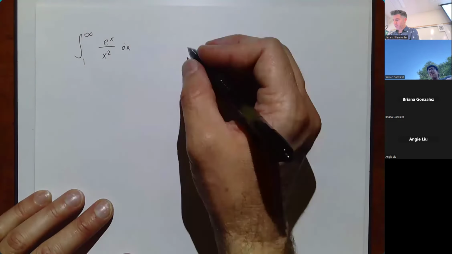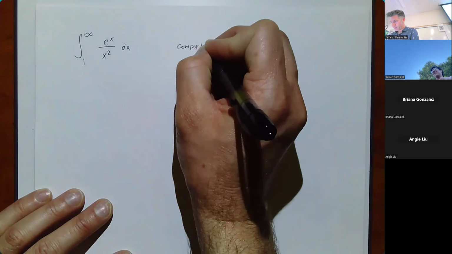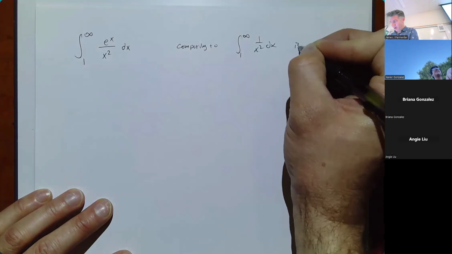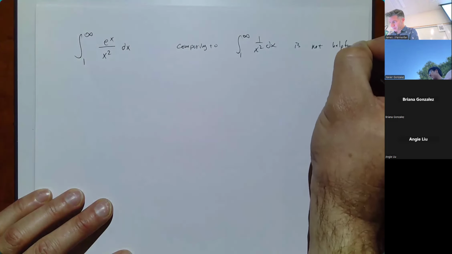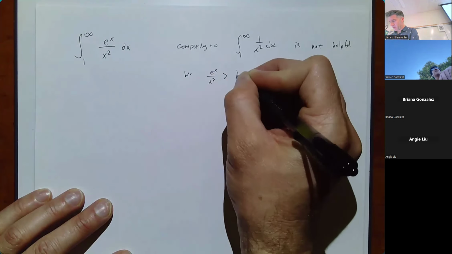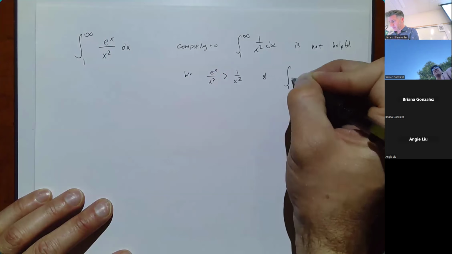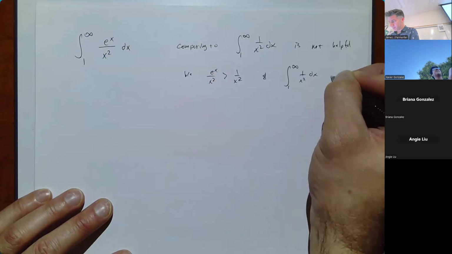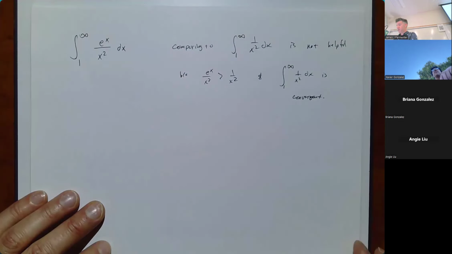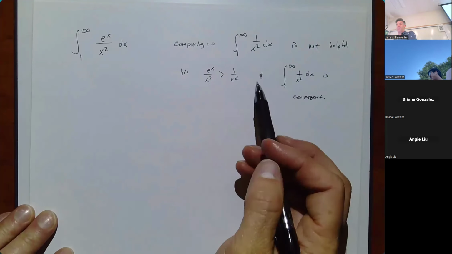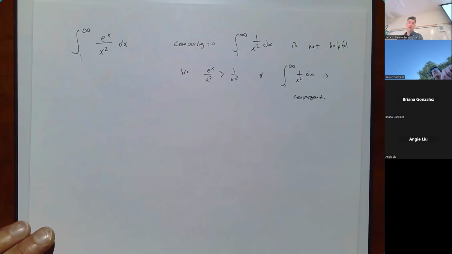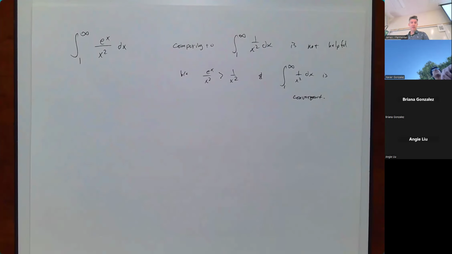And I'll point out that comparing to the integral from 1 to infinity of 1 over x squared is not helpful, because e to the x over x squared is bigger than 1 over x squared, and the integral from 1 to infinity of 1 over x squared is convergent. So this is exactly the situation I was just talking about. This is bigger than that, but having more area than a finite area doesn't say anything definitive. So we have to figure out something else.